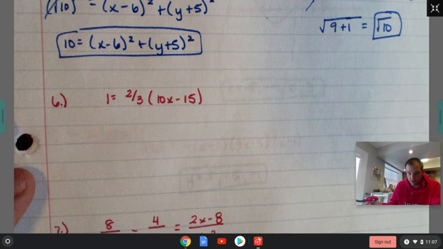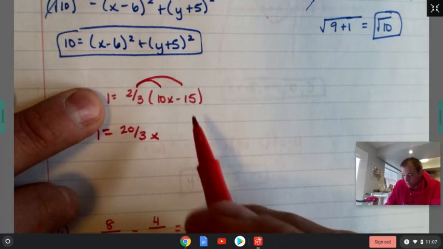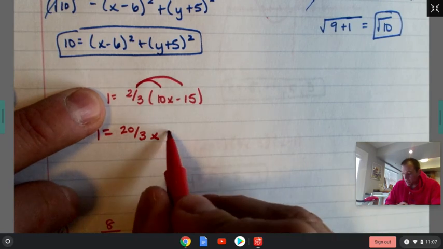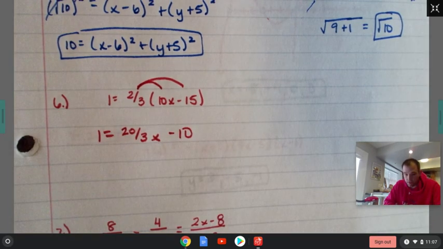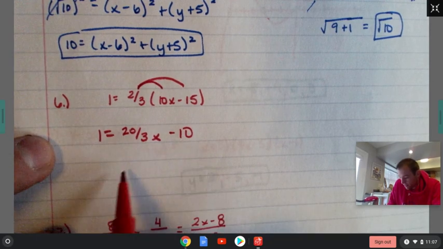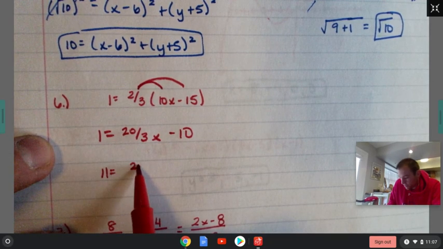So we just distribute. So 1 equals 2/3 times 10 would be 20 over 3x. 2/3 times 15 would be 30 over 3, which is 10. And now we solve this thing. You can let your calculator help you out. I would add 10. So 11 equals 20 over 3x.